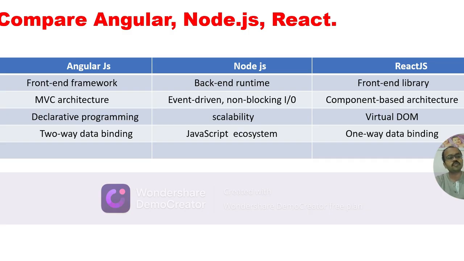React.js is mainly based on component-based architecture, which creates the virtual DOM. React.js follows one-way data binding. For example, if you click a button, it will call the event handler.